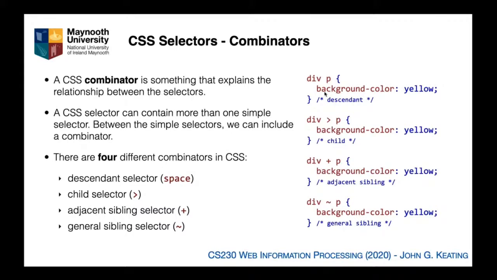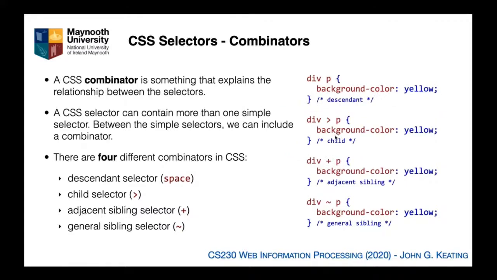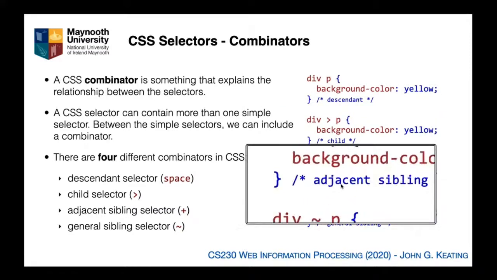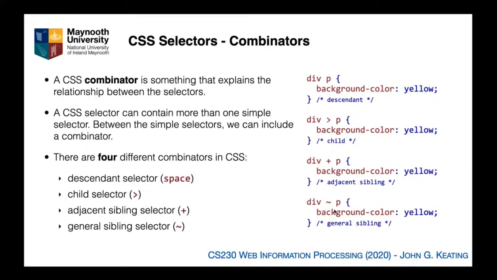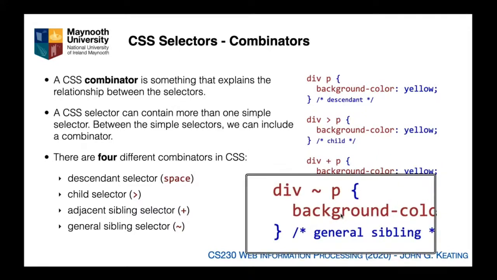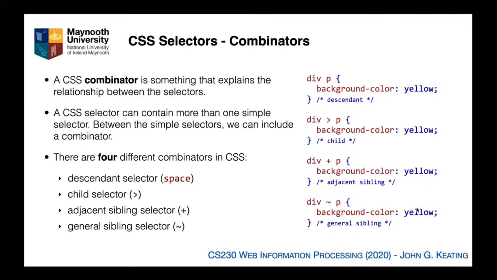It tells us then descendants. In other words, paragraphs, which are descendants of divs, should be yellow. Paragraphs, which are children of divs, should be yellow. Adjacent paragraphs, which are adjacent siblings, should be yellow. And general sibling selectors, paragraphs anywhere after a div, will have a background color. Of course, if they're all the exact same, then it doesn't make it particularly interesting.